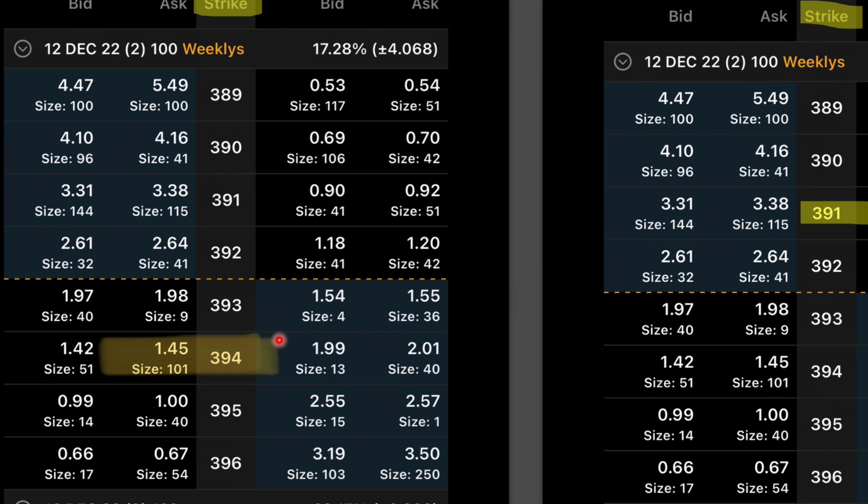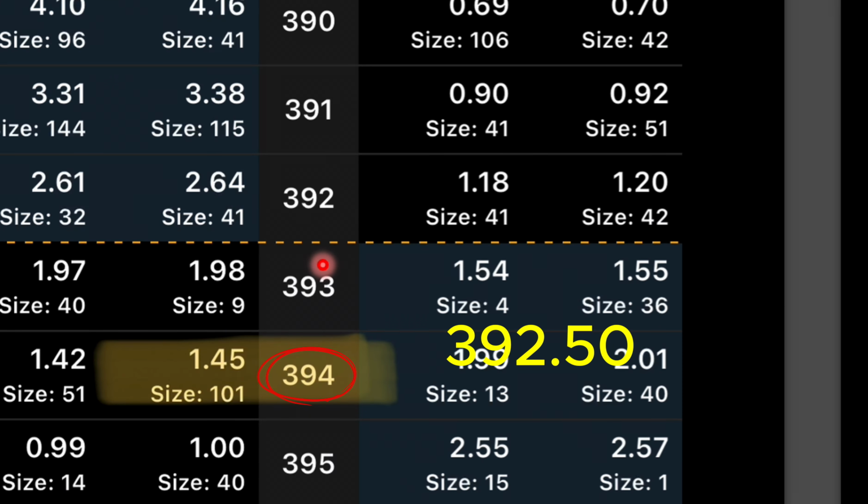So right off the bat, this one that I have highlighted, if I wanted to bet that the stock was going to go from 392.50, because guys, like we mentioned, let's just say the stock was already at 392.50. I want to bet that this stock's going to go from 392.50 to 394, which is a $1.50 move. I have to pay a premium of $145. How and why do I already know off the bat that that's $145?